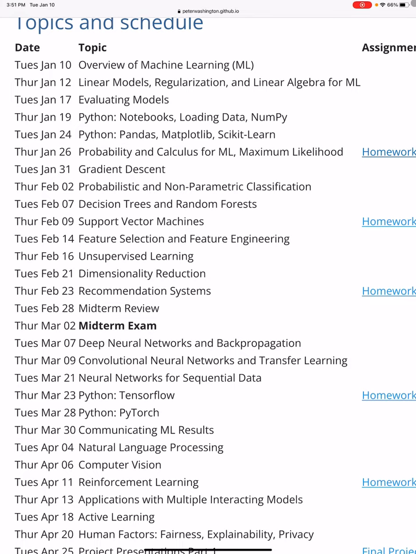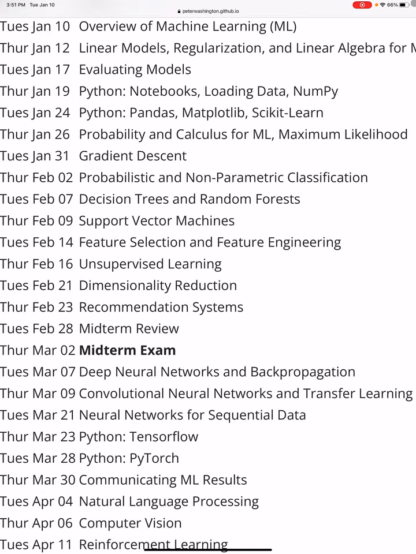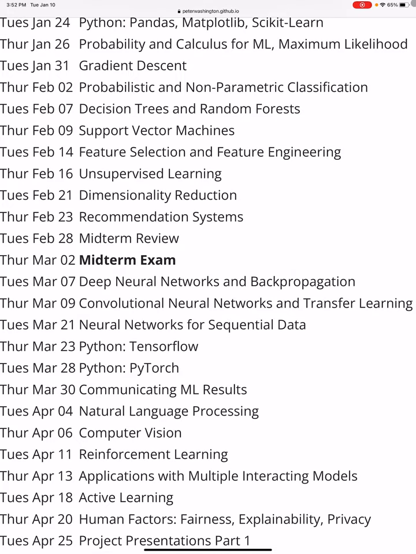And then after we understand how models are learned from the data, we'll cover a bunch of the most popular supervised learning techniques. So that'll take us through mid-February. Then we'll go into unsupervised learning. We'll spend one day on general unsupervised learning, one day on dimensionality reduction. Then we'll cover recommendation systems, which is a nice practical application that combines many of the ideas that we talked about. We'll have a midterm review and an in-course midterm exam.